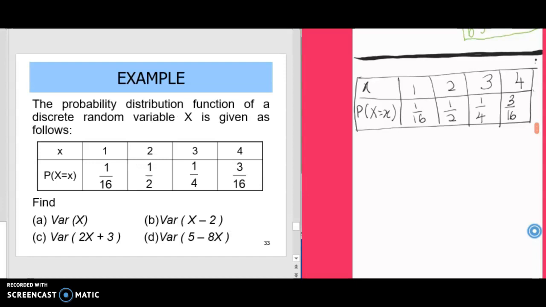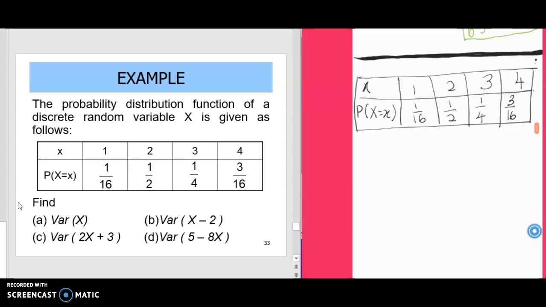Contoh yang berikutnya, the probability distribution function of a discrete random variable x is given as follows. So kita ada ni. And then soalan A, kita nak dapatkan variance of x. Untuk dapatkan variance of x, ingat balik rumus tadi. Kamu perlu dapatkan apa? Expectation of x dan juga expectation of x square.